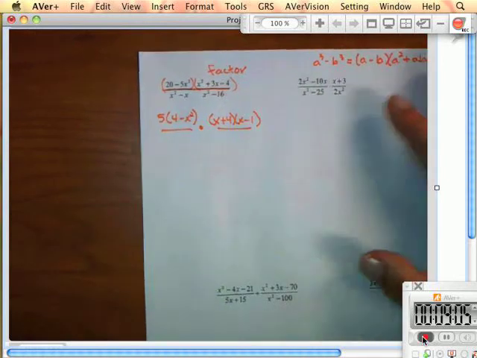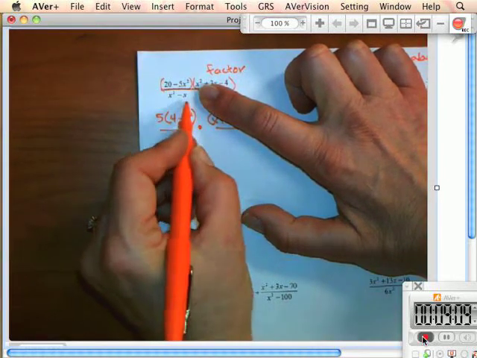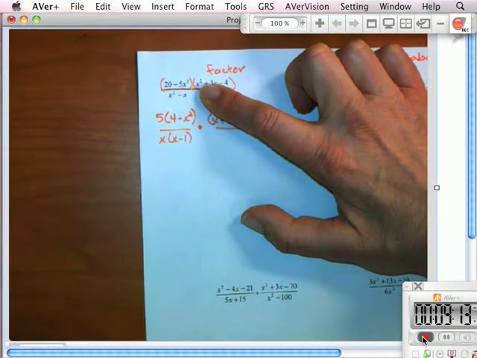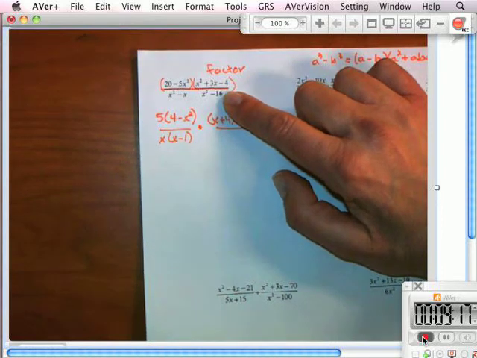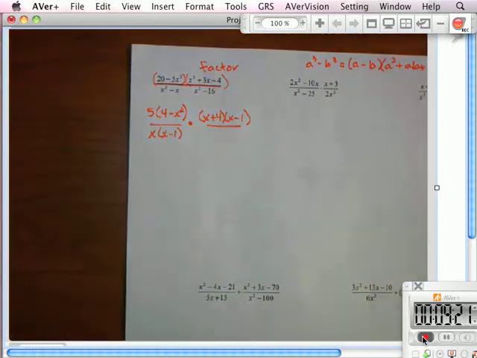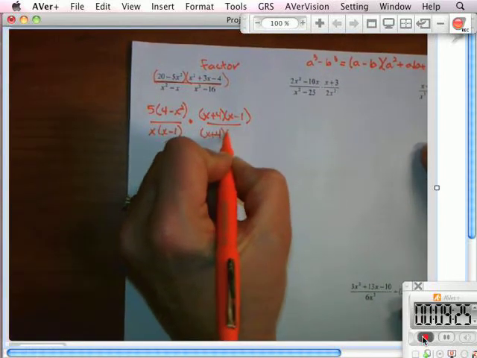Then let's do the denominators. What can I pull out of that one right here? An x. Pull an x out and I get x minus 1. Okay, this is a difference of perfect squares. So if there's no middle term, what do my factors look like? X plus 4 and x minus 4.